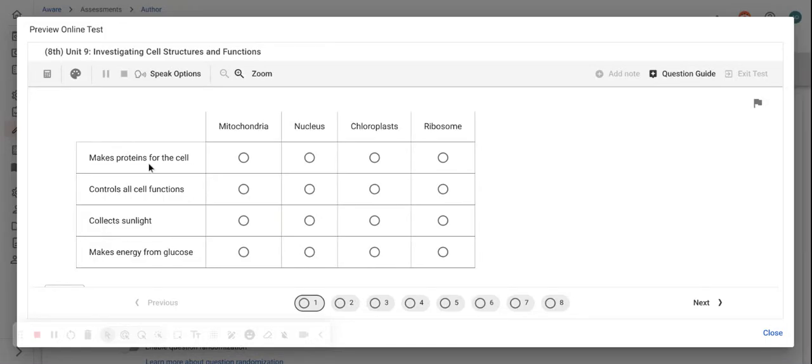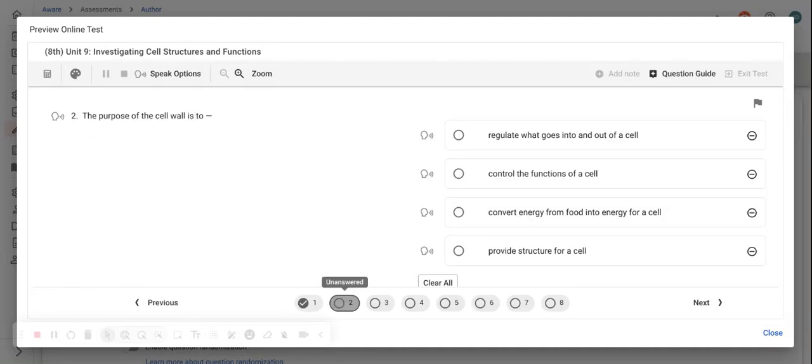So what makes proteins for the cell? That should be the ribosomes. What controls all cell functions? That is the brain, or the nucleus. Collects sunlight? Well, that's something that a plant is going to do. So the only one of these that would only be in a plant cell would be chloroplasts. And then makes energy from glucose. That leaves us with mitochondria.